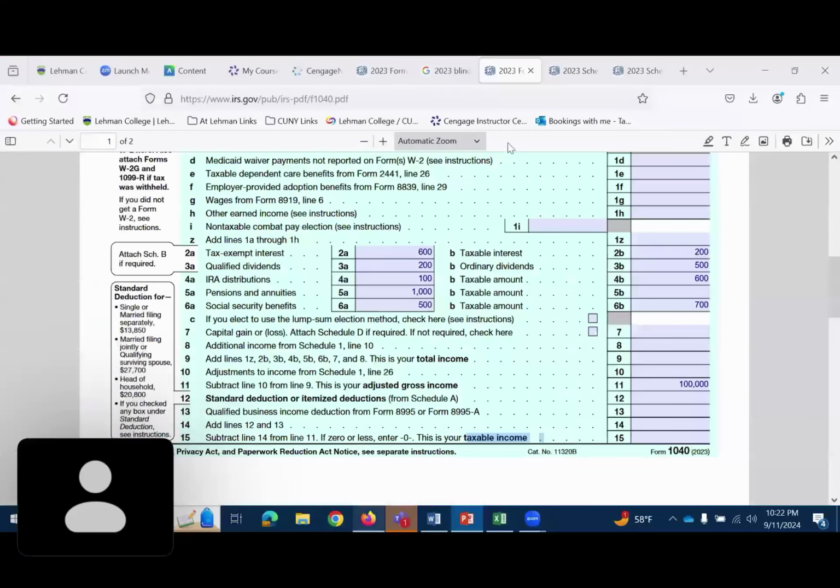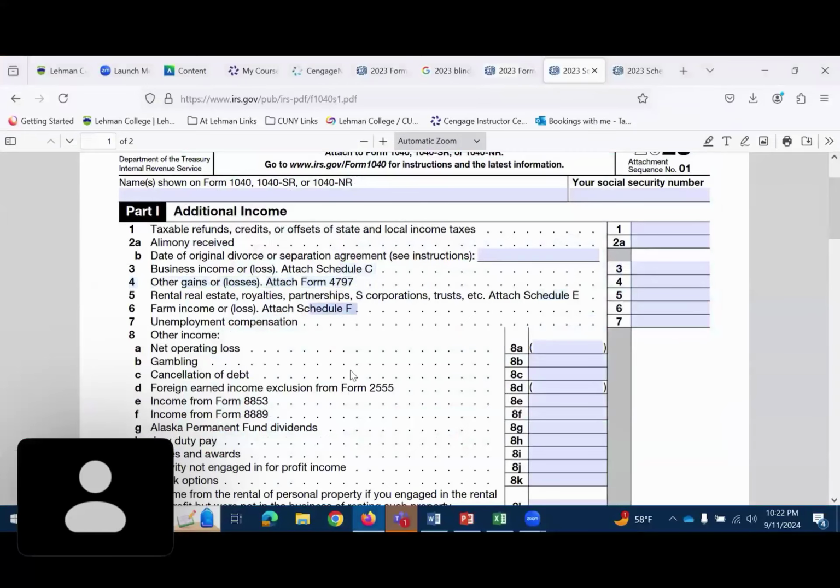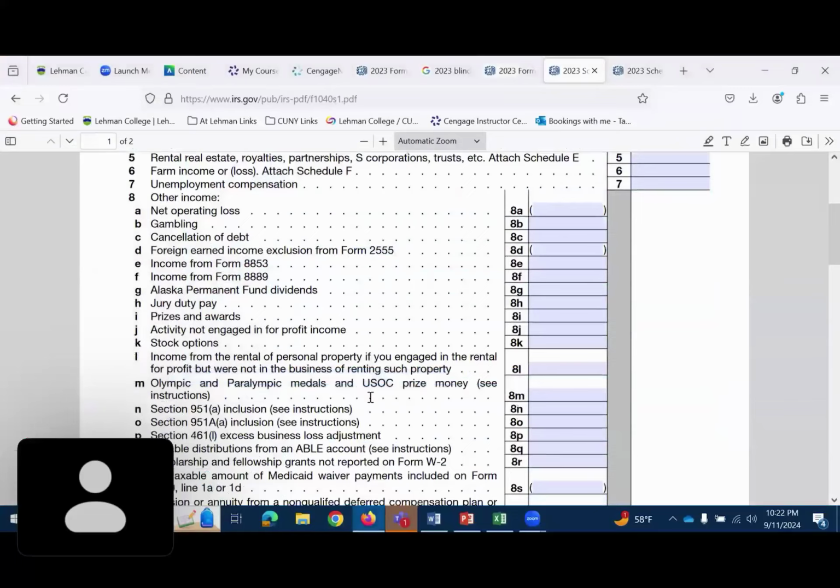So if you went on, I want you to look at your Form 1040. I want you to look at your Schedule 1. And when you go to the Schedule 1, I want you to look at Schedule C. I want you to look at Schedule E, Schedule F, Form 20. I want you to look at all these different forms so that you know what this is all about.